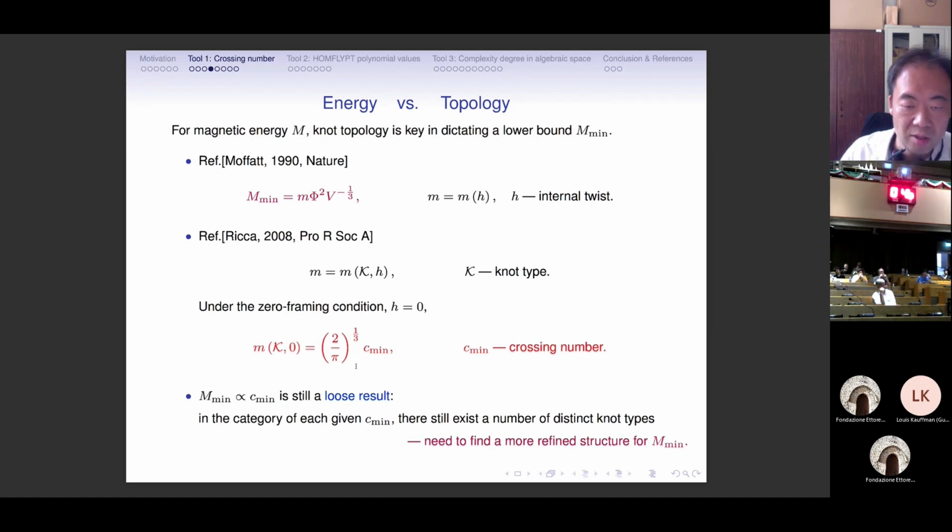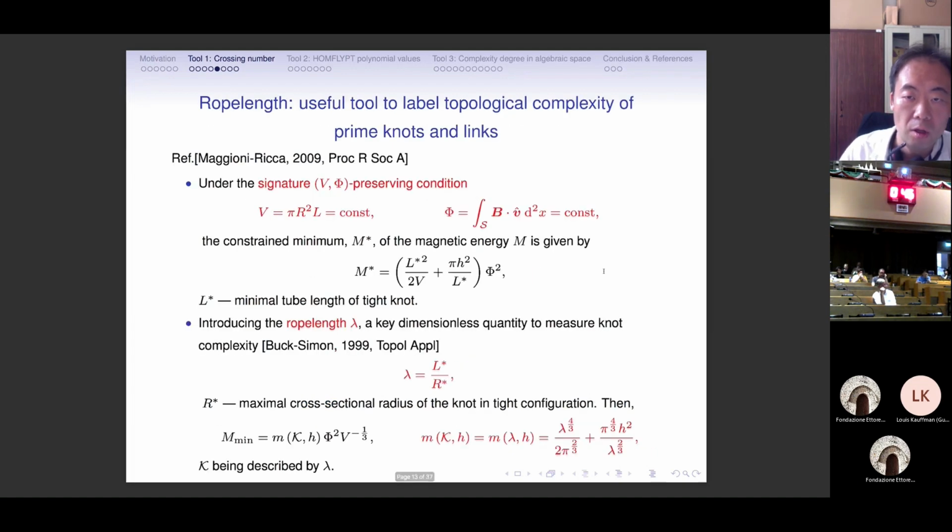Then this m is proportional to C min. C min is the crossing number. But this result is still a loose result, because within each given C min, there still exist a number of distinct knot types. So we must find some refined structure for m min. So he went on, and then made the following discoveries.